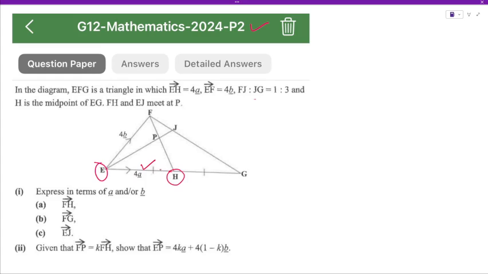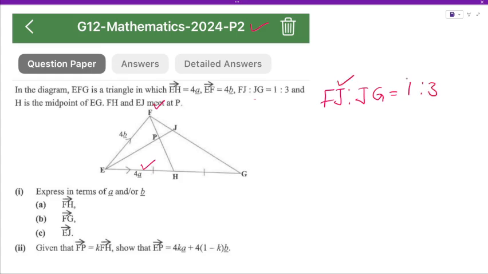And we're told that vector EF is equal to 4 vector B. E is there, F is there, so it equals 4 vector B. And we're told that the ratio FJ to JG is 1 to 3. So let us do our thing again. FJ to JG is given the ratio 1 to 3.